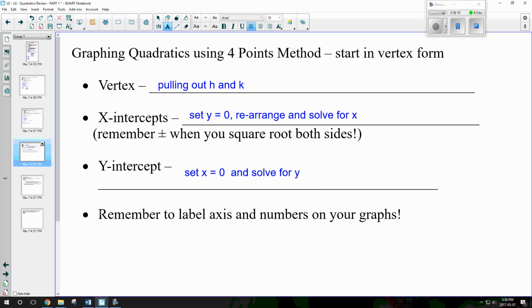Just one thing to remember with graphing your quadratics is that you remember to label your axes, so make sure you're labeling your numbers on your graph, and then you're also labeling your axes in terms of y and x. Also, don't forget to label your equation once you've drawn it out and plotted your points, because those are all your communication marks.